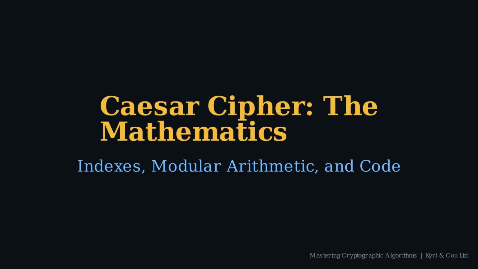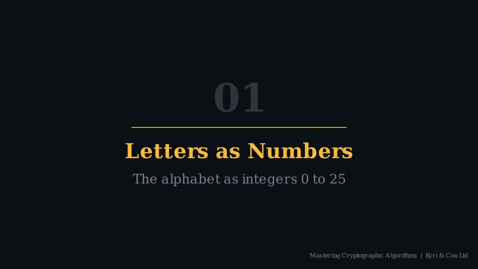We have seen how the Caesar cipher works and why it can be broken. Now we go deeper into the mathematics that makes it tick. By the end of this lesson, you will be able to describe the cipher with a formula, understand modular arithmetic, and write a working Python implementation.